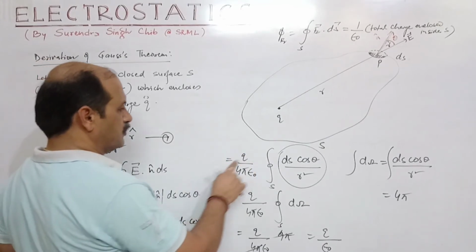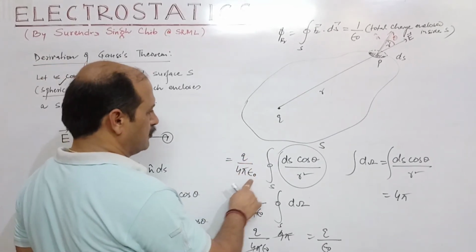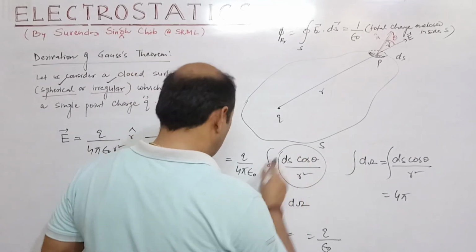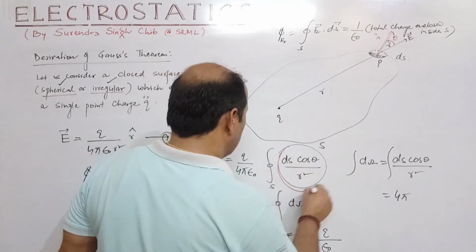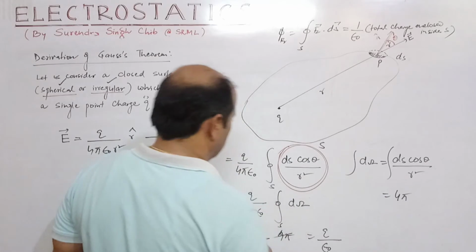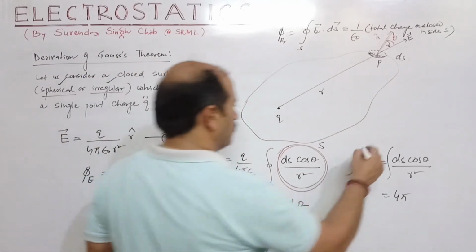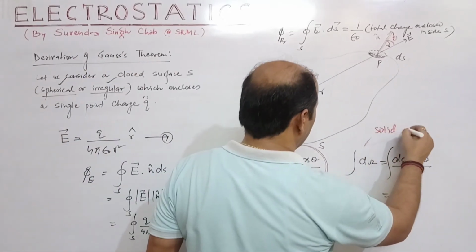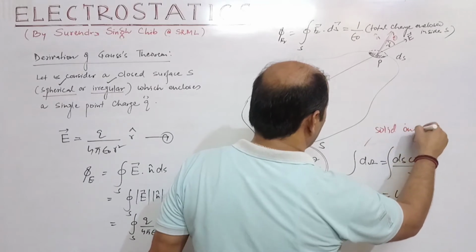Take the constant outside: q upon 4 pi epsilon naught, ds cos theta by r square. Now, the question is where this comes from. So this is a solid angle. I have not taken this topic, but I will take it someday. So what is solid angle?